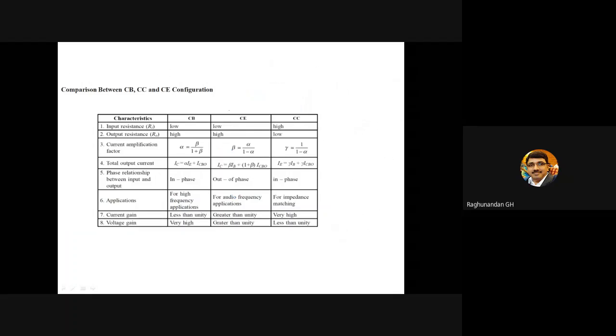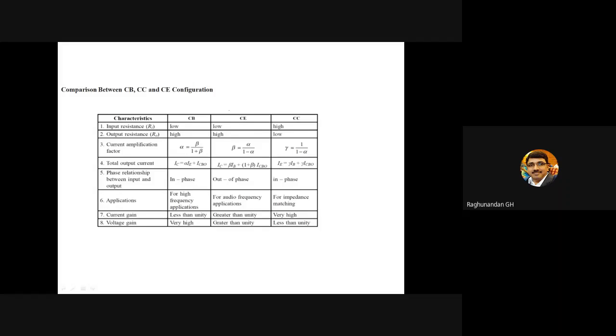After that, the comparison of common base, common emitter, and common collector configurations. This is the comparison we are having. When it comes to input resistance, in common base the input resistance is low, but the output resistance is high.